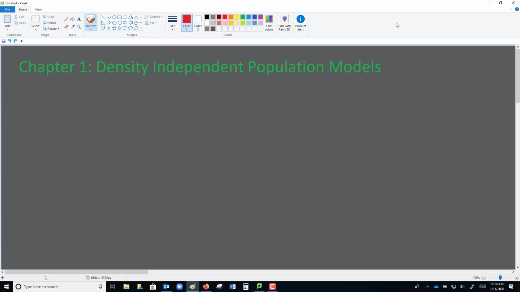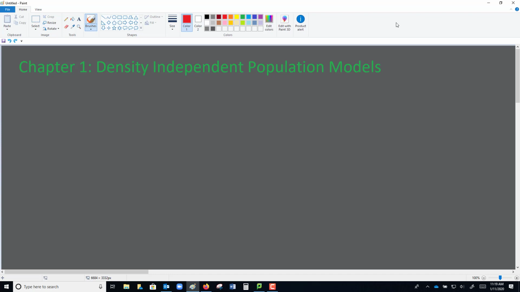So we begin the course with Chapter 1, Density-Independent Population Models. There's a few terms that we're going to define to start off the chapter, but the focus is going to be really on that second half of the title, population models. We're going to be looking at using Excel to estimate where a population of a species, or whatever it might be, will be in future time. Usually on a scale of months, but depending, it might be years.